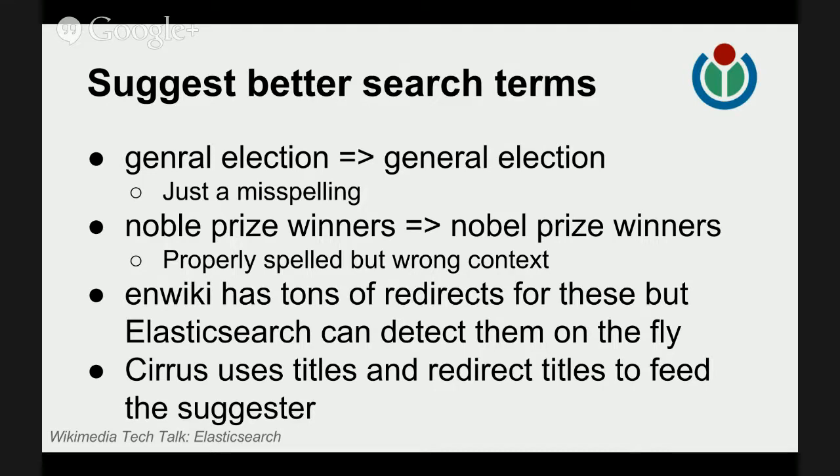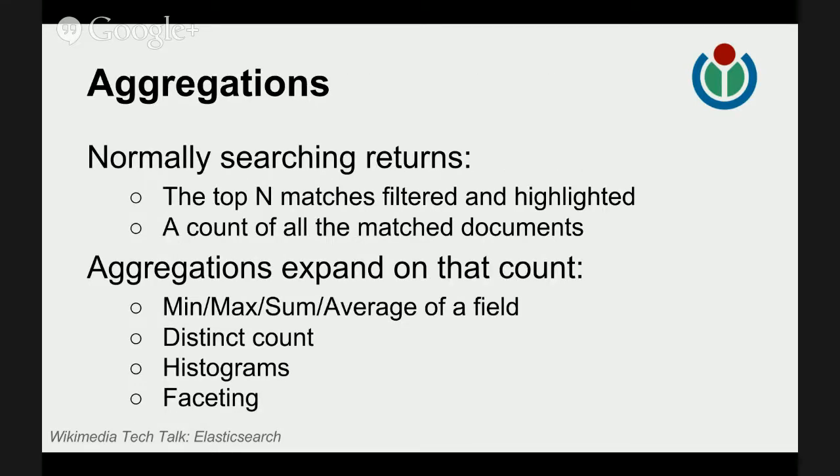The last thing that I said that Elasticsearch does is something that we don't actually do very much at all. But I included it there because they're very proud of it. It does these aggregations. So normally when you search, right, you get the top matching and filtered and highlighted, right? So you ask for 50, you get 50 results back filtered and highlighted. You also get a count of all the matched documents. The aggregations, it sort of expands on that count, right?